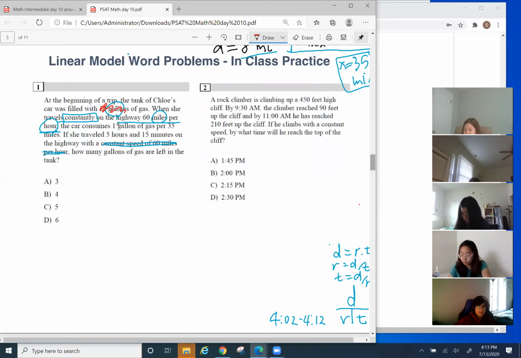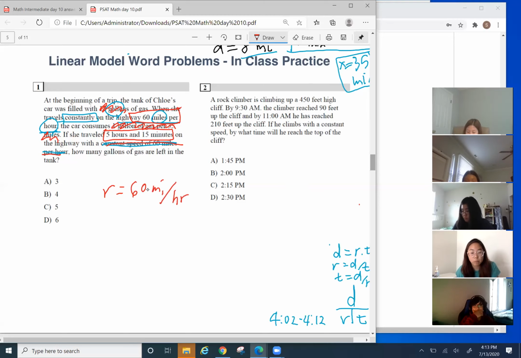Just erase all the gallon information. We eliminated the repeated one. Then we're just left with the speed and time, right? So what is our speed rate? Can you guys have your speakers on, everyone? What is the rate, the speed here? 60 miles per hour. That's right, 60 miles per hour.